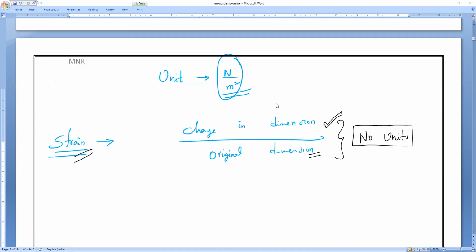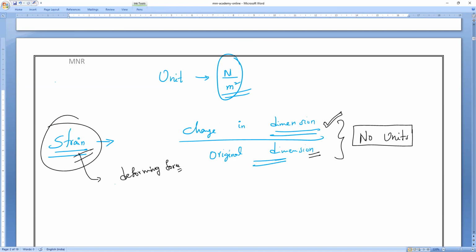Now, what is this strain? What change is happening in the body from the original dimension? That is what we call strain. The change that takes place in the shape of the body, the size of the body with respect to the original dimension, that is what we call strain, caused by a deforming force.